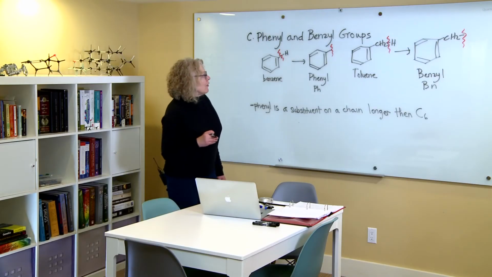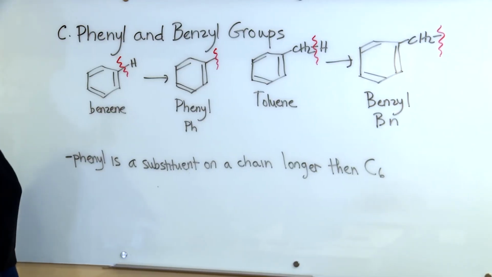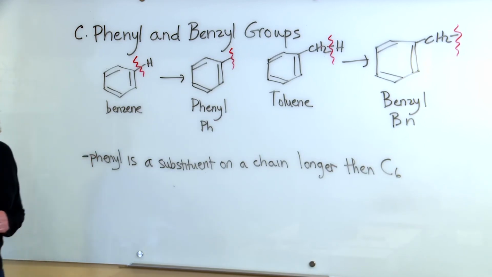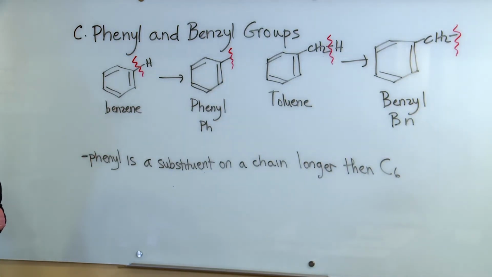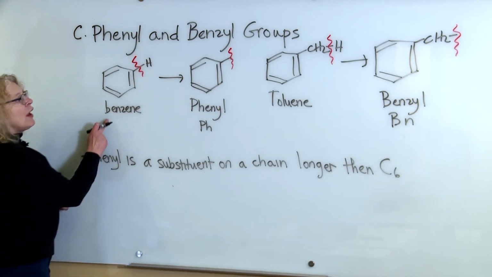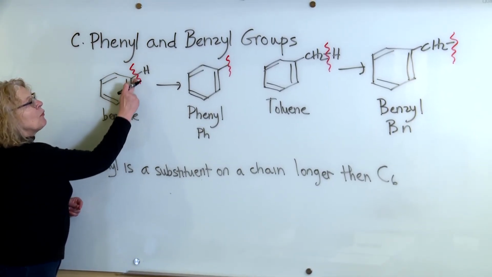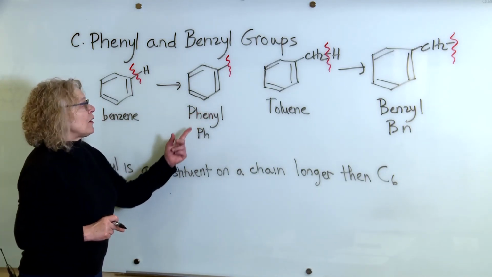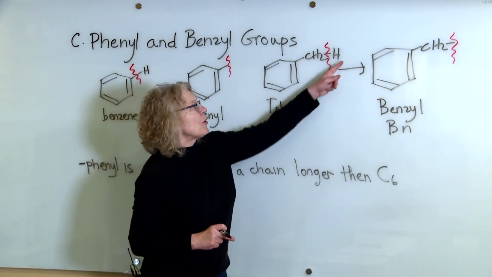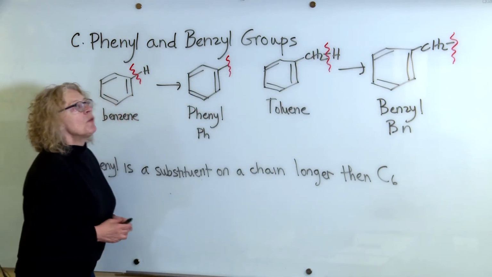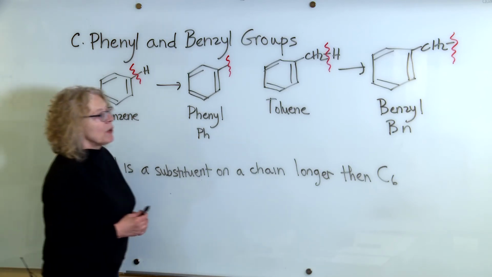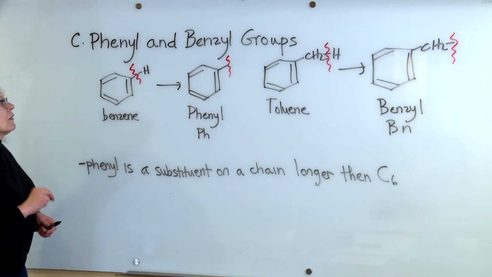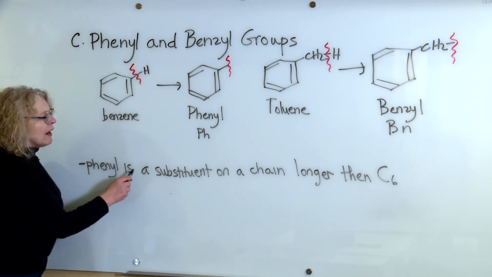I want to insert at this point something that's sort of related to alkenes and alkynes, and those are groups that are derived from aromatic compounds, because these occur frequently in first semester, and these are called phenyl and benzyl groups. If you take benzene and remove one of the hydrogens, formally, you get the phenyl group. If you take toluene, or methylbenzene, and you remove one of the hydrogens off of the CH3, you get the benzyl group.